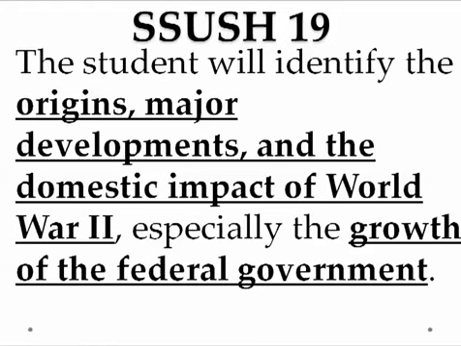Okay, let's start Standard 19 here. Standard 19 says the student will identify the origins, major developments, and the domestic impact of World War II, especially the growth of the federal government. This is a big, tall order to give. This is a mouthful. So we break this down into origins, the major developments, the domestic impact of World War II.